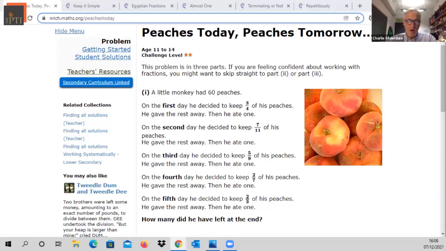So on the first day, he decided to keep 3/4 of 60 peaches. So I'd be thinking, oh, that means he gave away 1/4 of the peaches, so 1/4 of 60. I could halve 60 to get 30, and then halve again to get 15. So he's going to give 15 away, which means he's going to keep 45. Then he's going to eat 1, and that's going to leave the monkey with 44.